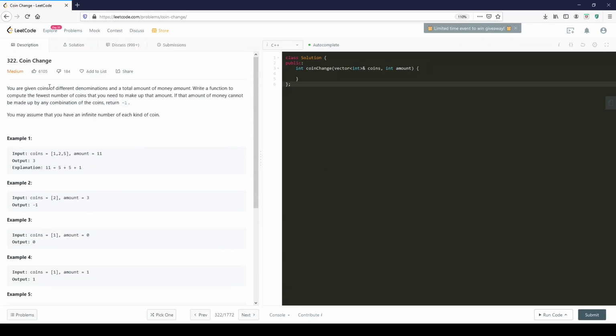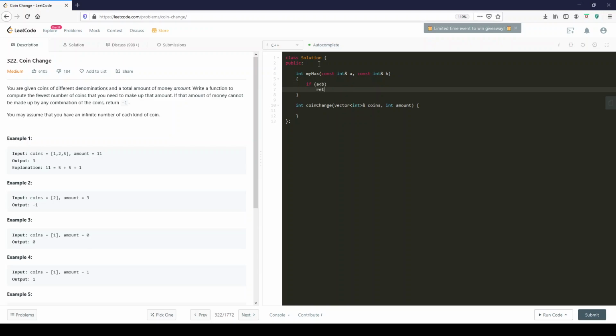So you want to find the minimum amount of coins. Whenever I'm asked a min or a max type of problem, I always do my own little function just to get into the groove. I do my own min or max function, and let's do that right now. It takes in two integers by reference, a and b. So we say if a is smaller than b, return a, else return b, and it's that simple.